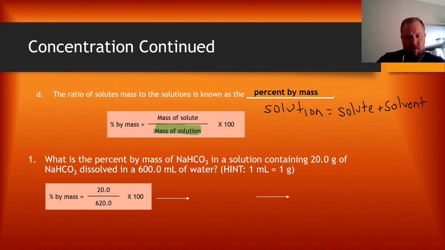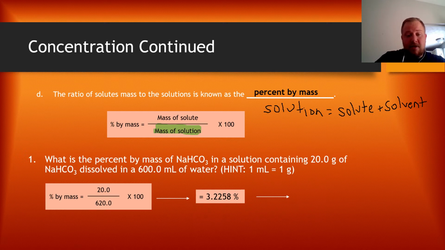You're going to say, where did 620 come from? It says 600 milliliters of water. The first thing I want you to understand is that we're in milliliters of water. The hint says 1 milliliter equals 1 gram, so it's 600 grams of water. But remember, it's mass of solution. The solution is water plus the NaHCO3, so I got 600 plus 20 to give me 620. Okay. Go ahead and solve it out.